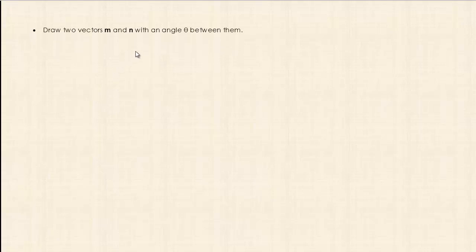Projection of a vector. Draw two vectors m and n with an angle theta between them. So let's do that drawing. Here's n and here's m, and the angle between them is theta.